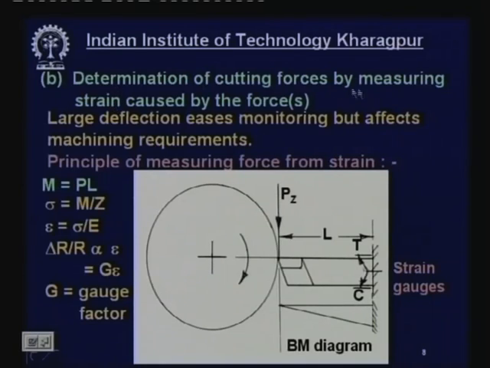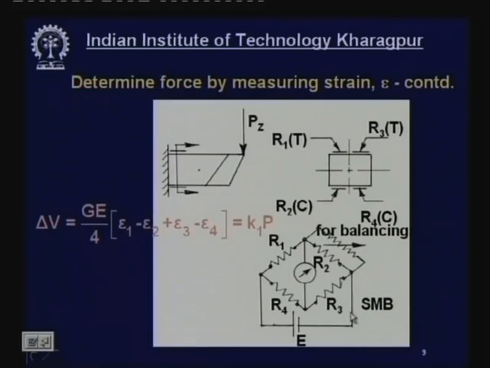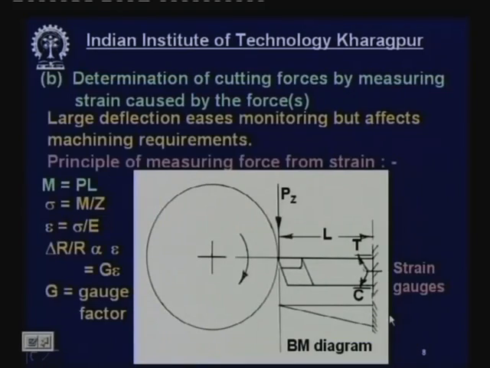Now here you can see the determination of cutting forces by measuring strain caused by the force. Now here is a cantilever beam like the cutting tool subject to the force Pz, cutting force, and so because of this force Pz some strain and stress will develop at this root. Now this is a bending moment diagram. So maximum bending moment will take place at the root.